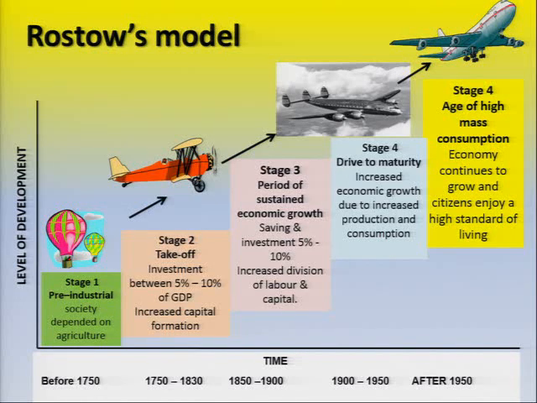There was increased economic growth due to increased production and consumption. As that occurs, the economy continues to increase and to develop. And stage 4 was the age of high mass production and consumption, where the economies continue to grow again, and the citizens of those countries enjoyed a high standard of living. This is now the period after the 1900s, especially after 1950. These economies are now known as wealthy economies, rich economies, because they've gone through the stages.